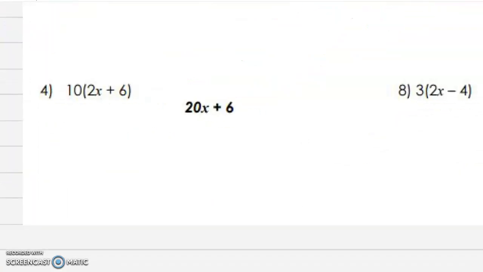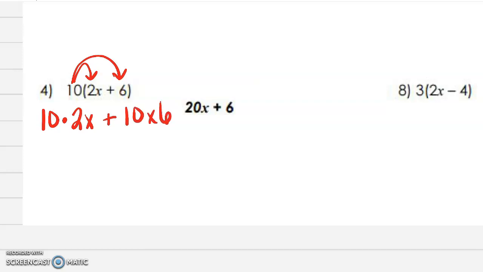All right, number 4. Draw my arrows. 10 times 2x plus 10 times 6. So I'm going to answer this one first, which gives me 20x plus 10 times 6 is 60. Let's see how they did. Almost. They just forgot that 0 there.